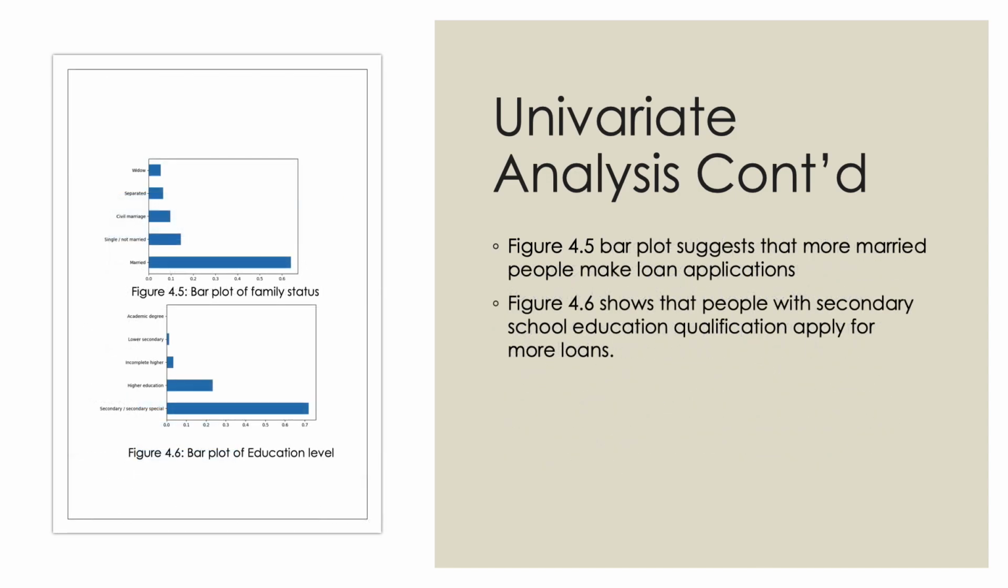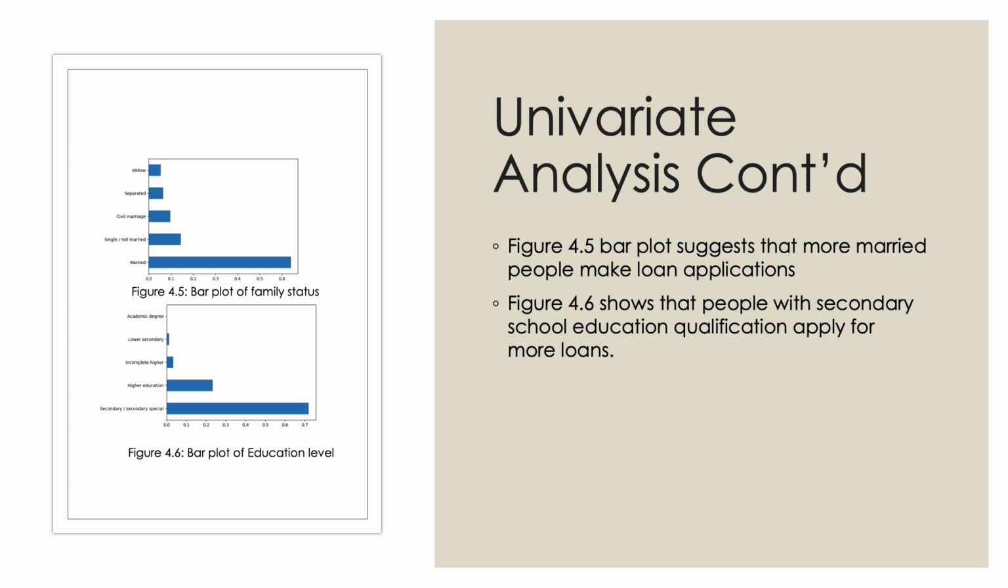And then also checking family status, we see that more married people were applying for loans, which is also understandable. You're married, you have more responsibilities, you're probably just having kids, starting out life in a different new phase. And yeah, so you need more money, need more loans.